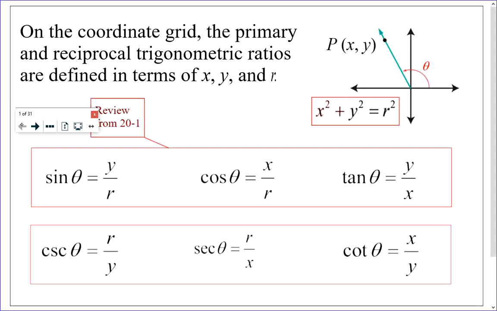The relationship, of course, between x, y, and r is that they're Pythagoreanly related. I think I just made up a new word. They are related by the Pythagorean Theorem, namely x squared plus y squared equals r squared.